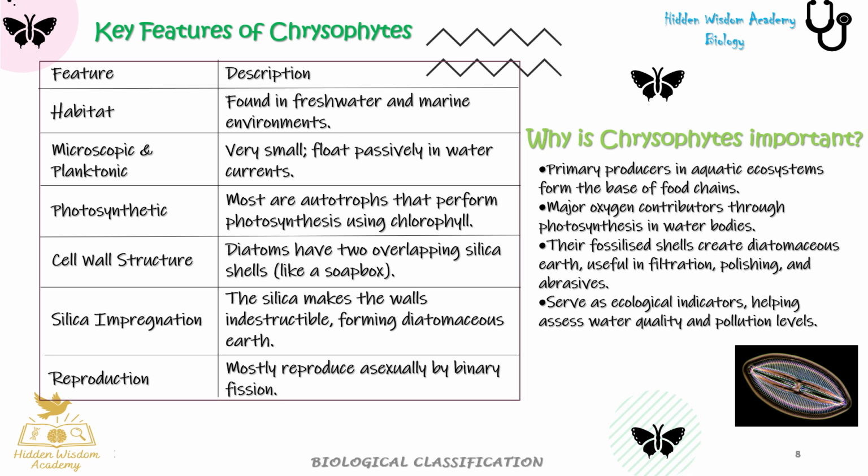Why are chrysophytes important? 1. Primary producers in aquatic ecosystems, they form the base of food chains. 2. Major oxygen contributors through photosynthesis in water bodies. 3. Their fossilized shells create diatomaceous earth, useful in filtration, polishing, and abrasives. 4. Serve as ecological indicators, helping assess water quality and pollution levels.